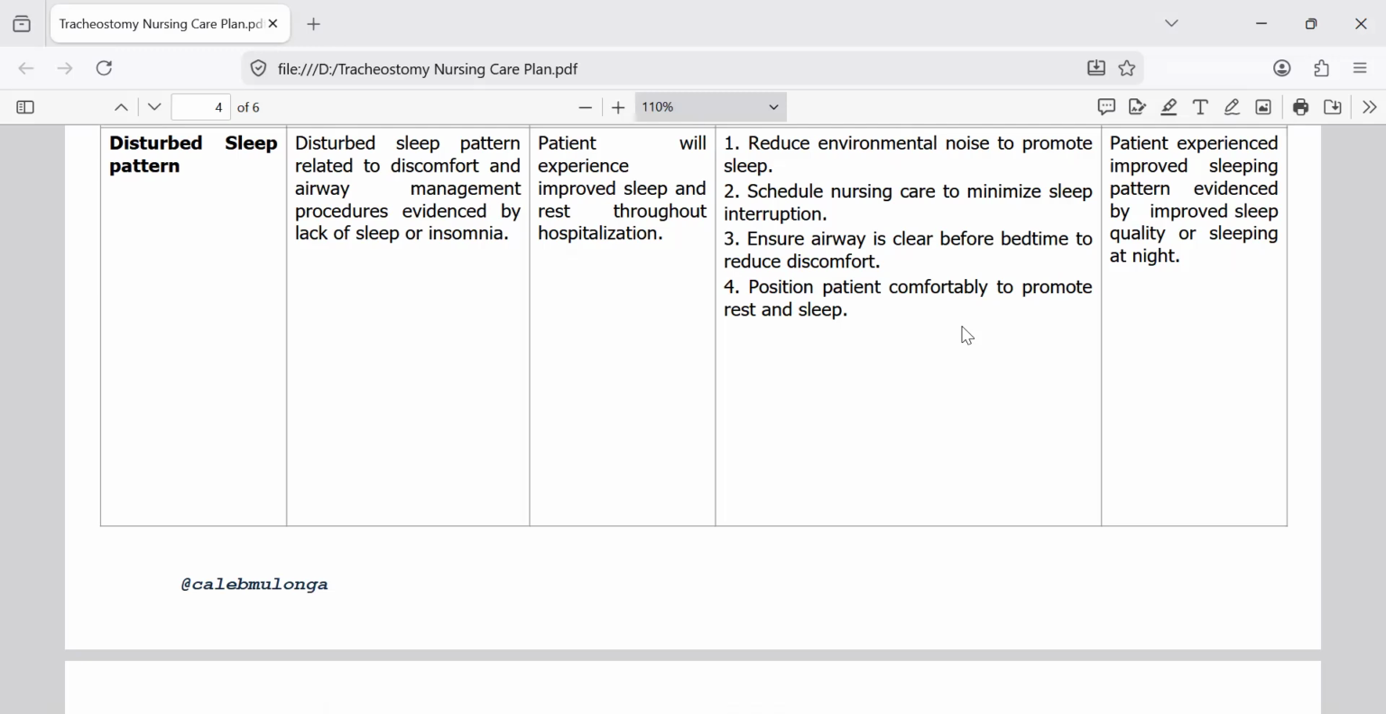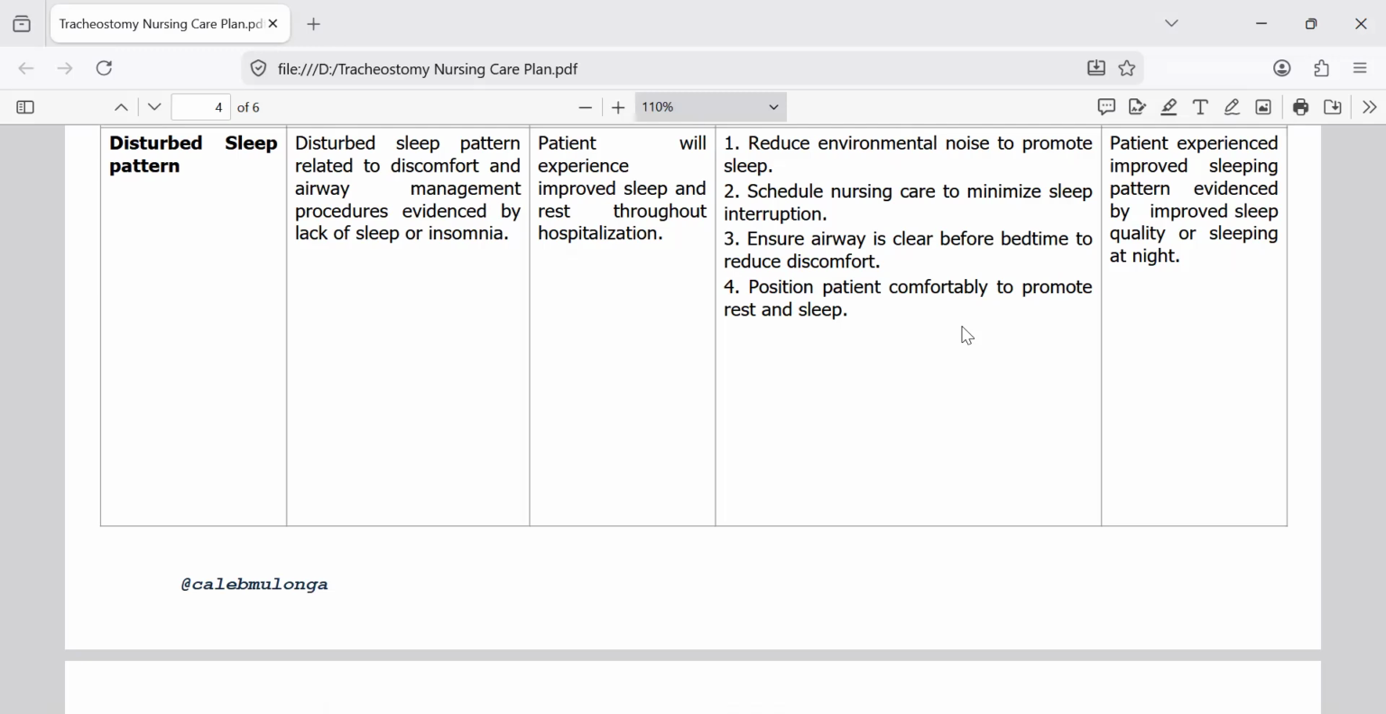What is our nursing diagnosis? Disturbed sleeping pattern related to discomfort and airway management procedures because of these procedures that have been performed on the neck, evidenced by lack of sleep or insomnia. Our goal: patient will experience improved sleep and rest throughout hospitalization. Remember, goals have to be SMART.